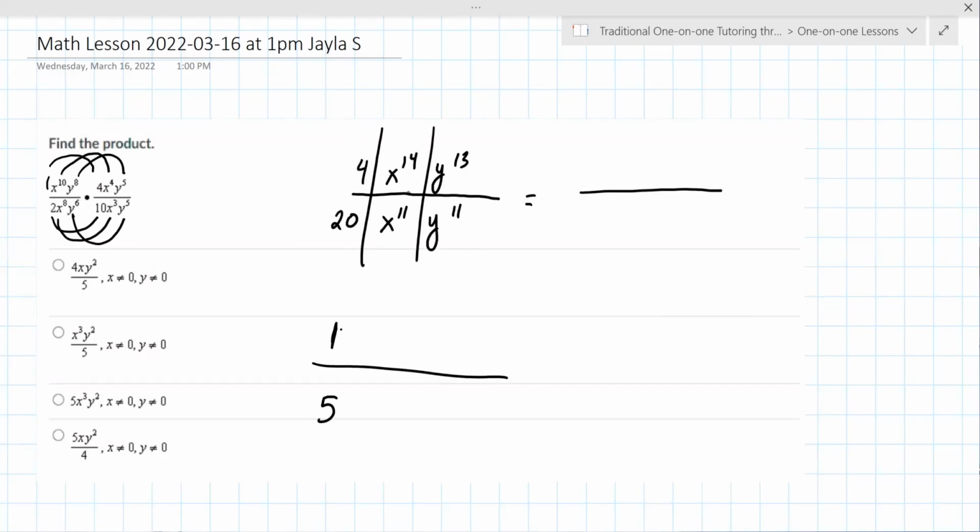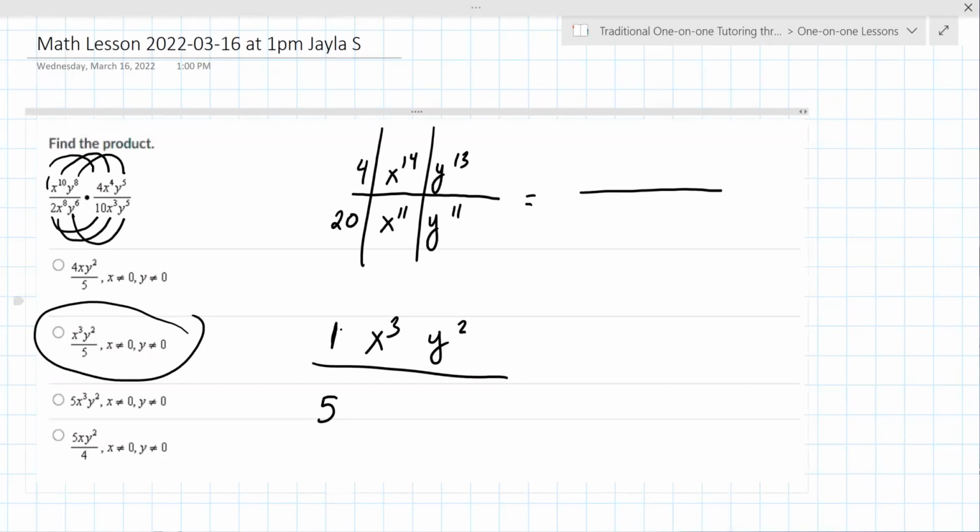And then x to the 14th over x to the 11th, you're subtracting, so that's x cubed. And then y squared, yeah. So just looking at the answers, I guess that's the only one that makes sense here. Yes, it is. Yeah, it does.